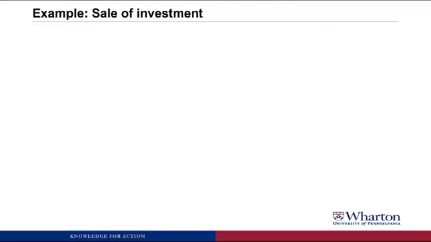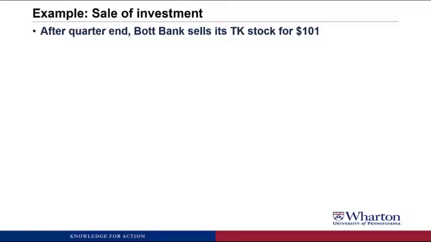Finally, both companies decide to sell their investments. So after the quarter end, BOT Bank decides to sell its TK stock, and at that point, the price is 101. So the journal entry is BOT is receiving $101 of cash. Makes sense, right? They sell their stock for 101. That's how much they get in cash.